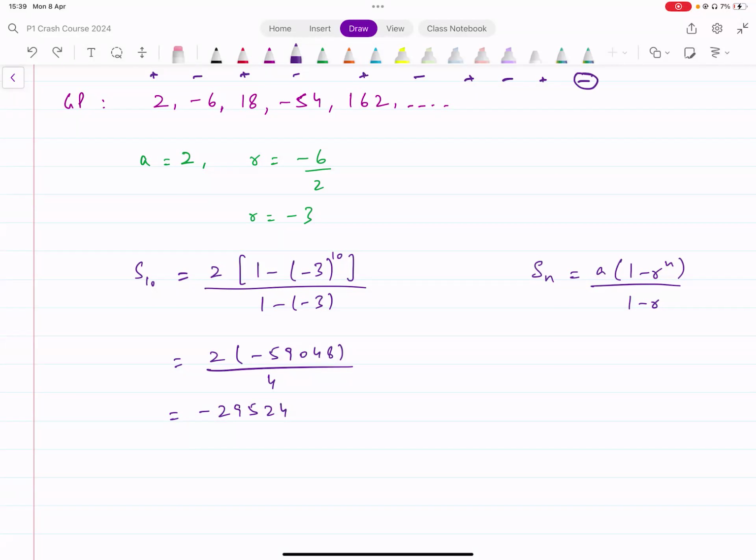If you were finding S9 in this case, or S11, you would see they will turn out to be positive. So it depends on what the last number is, because the last number is the biggest, that makes the sum positive or negative. So the sum can, in fact, turn out to be negative sometimes as well. In this case, it does.